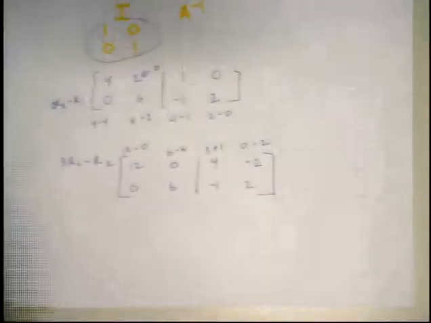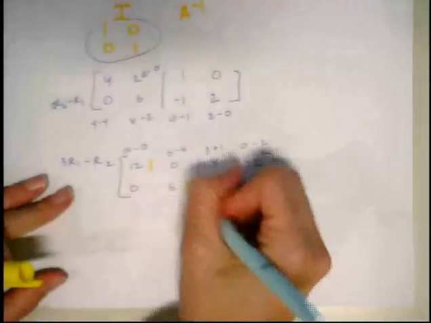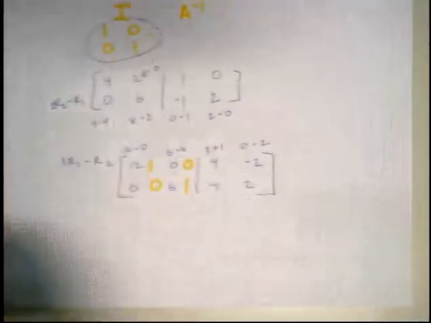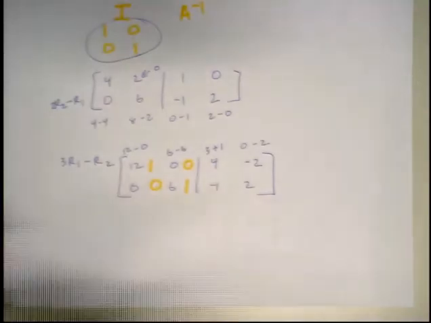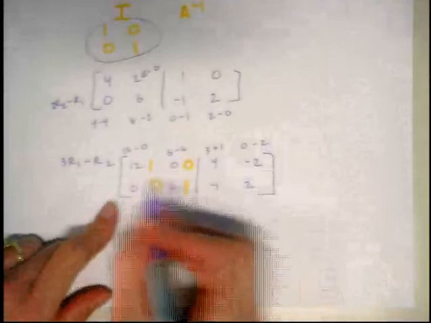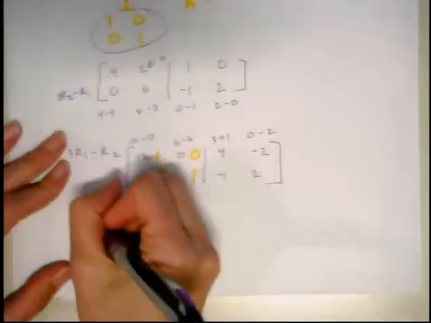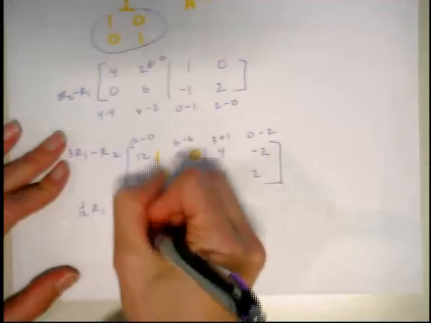Remember what I wanted was 1s down the diagonal and then 0s here and here. What I really need to do is just 2 final row operations. I need to take 1/12 of the first row and then 1/6 of the second row. So we're going to take 1/12 of row 1.